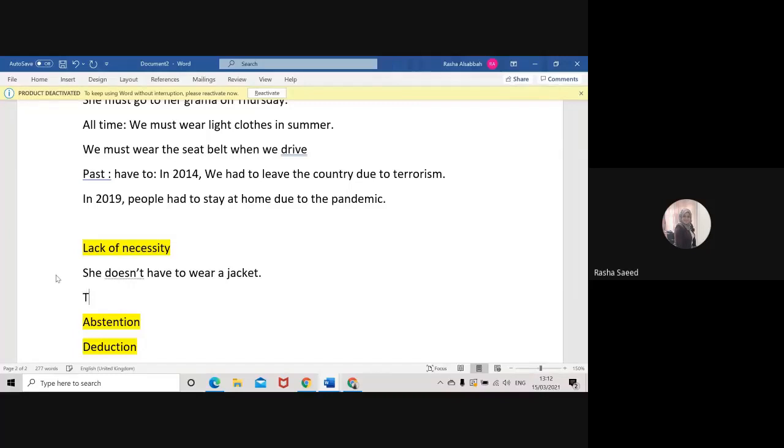Okay, we can say the employees do not have to work all the week, meaning seven days a week. You don't have to work seven days a week.